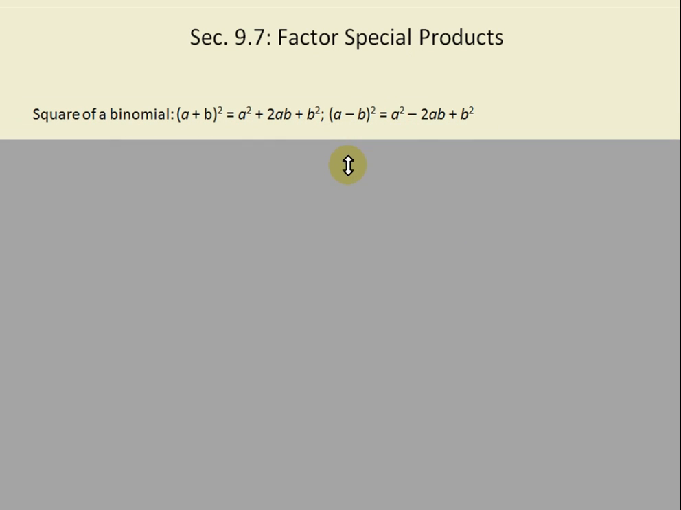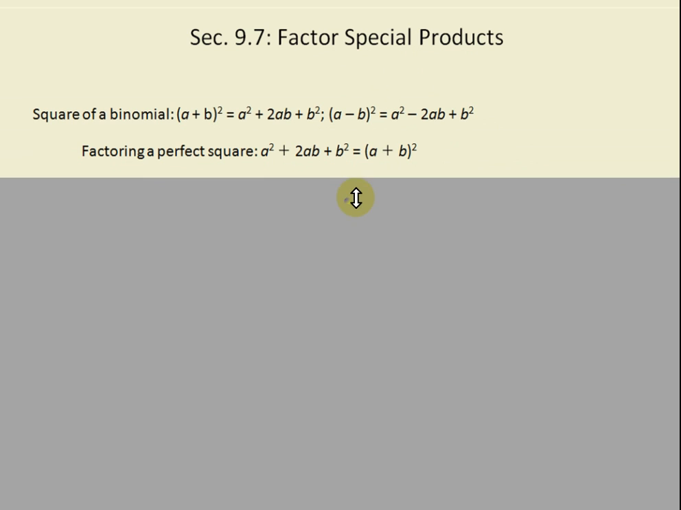Earlier in this chapter, we looked at some special products when we multiply binomials. And now we're going to try to factor those special products when they've already been multiplied and give us a polynomial. So this is going to be a matter of pattern recognition.